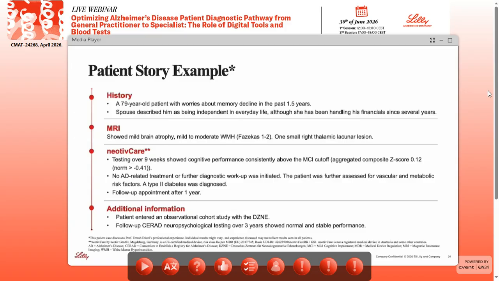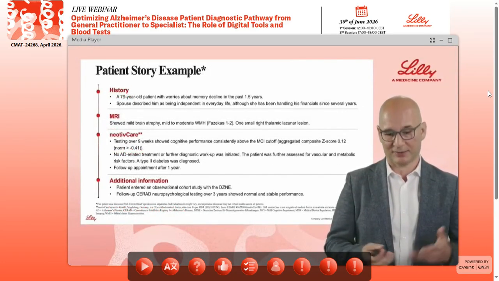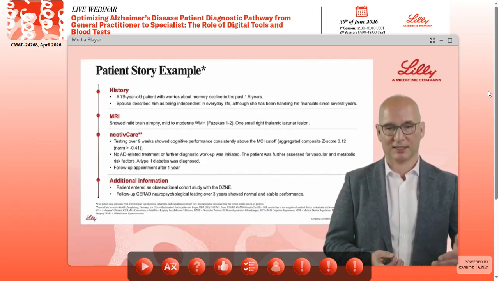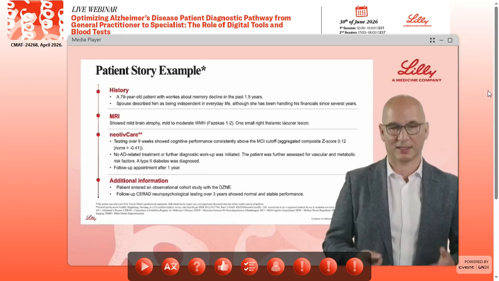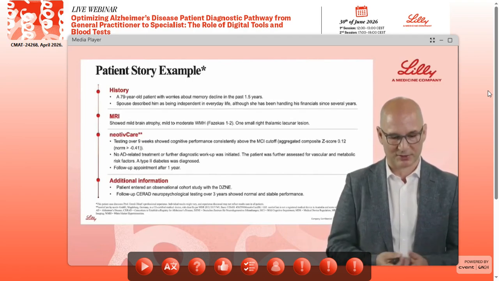So he was prescribed a Neotive Care test over 9 weeks, and this showed in this case a normal cognitive performance. So the patient's performance was above the MCI cutoff. We then decided not to do further diagnostic workup with the patient. And in fact, because we are in a memory clinic, the patient was also normal on neuropsychological testing. He entered an observational cohort study with the German Center for Neurodegenerative Diseases, and at follow-up assessment with extensive neuropsychological testing that we performed in this observational study, he was cognitively stable over 3 years.